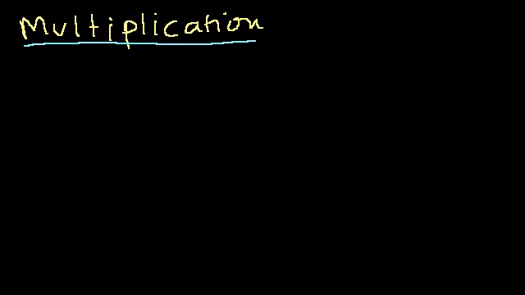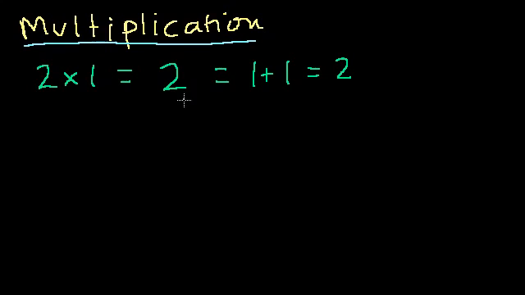So if I say, what is 2 times 1? That is equal to 2 plus itself 1 time. So this is equal to just 2. Right? I don't have to say plus anything because there's only one 2 there. I could also write this as 1 plus itself 2 times. So that's also 1 plus 1, which also equals 2. Fair enough. So 2 times 1 is 2.